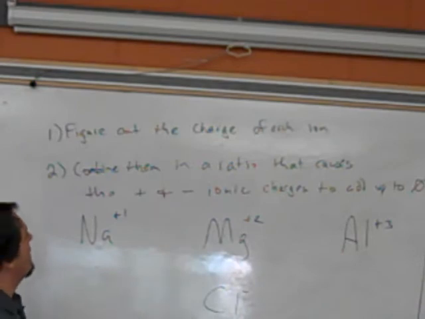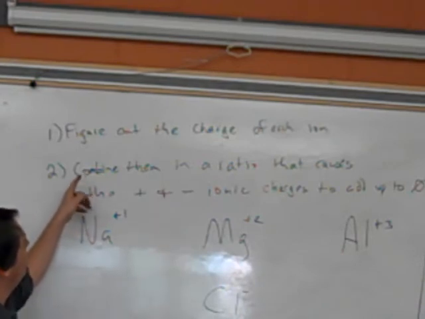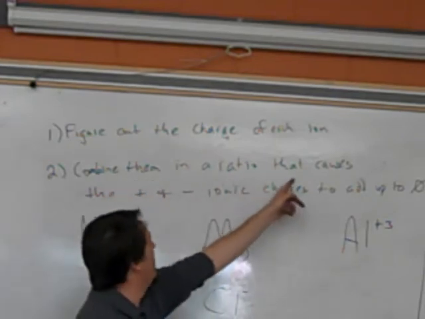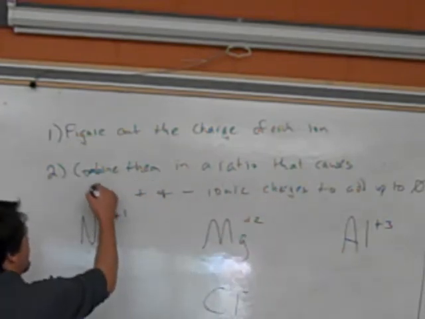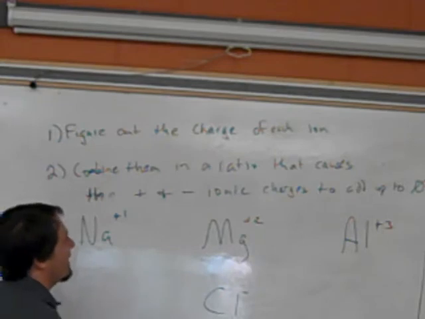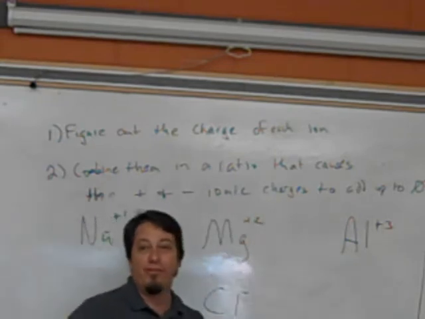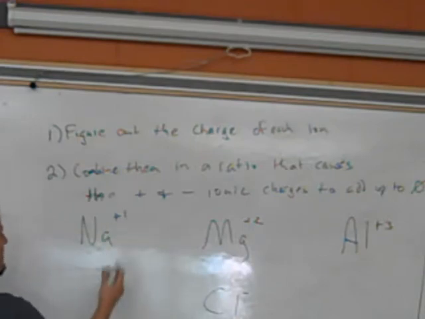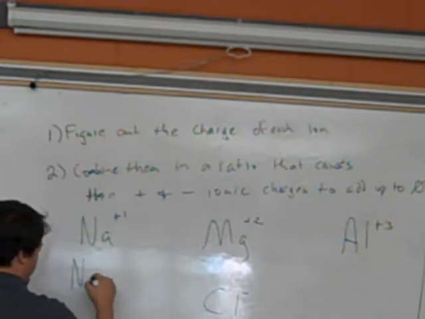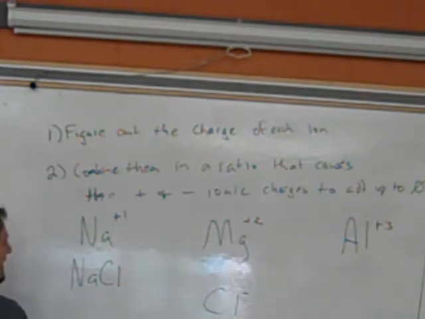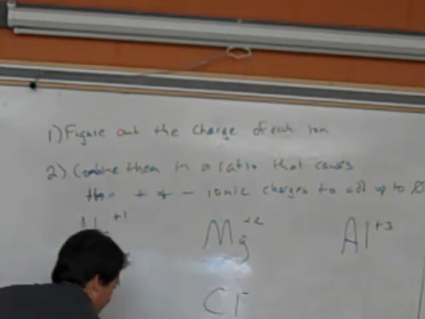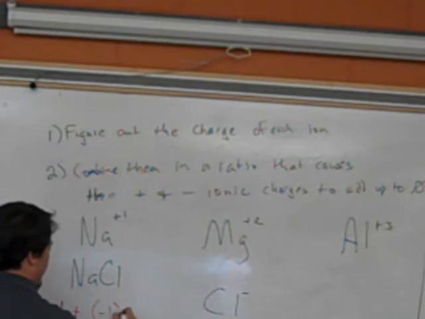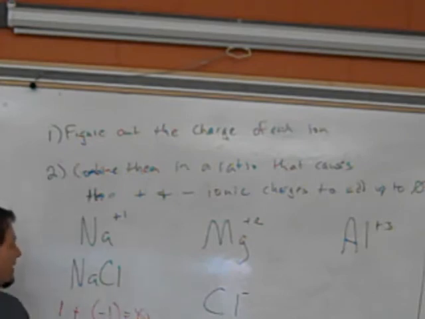You have to figure out the charge of your ions, and then you combine them in a ratio that causes the positive and negative ionic charges to add up to 0. Basically, that's the game. We're playing a little number game. So with sodium, which is just +1, very simply NaCl, because 1 plus -1 equals 0.